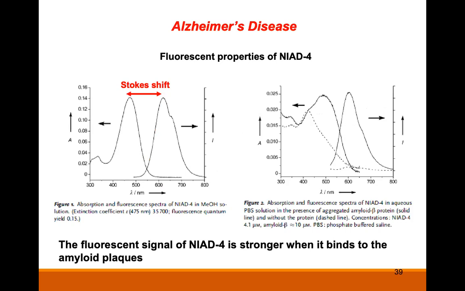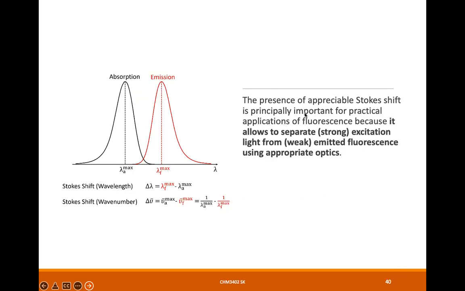What is Stokes shift? Okay, here, the presence of appreciable Stokes shift. Stokes shift is actually the difference between the lambda max of the absorption and lambda max of the fluorescence spectrum. So that is Stokes shift.